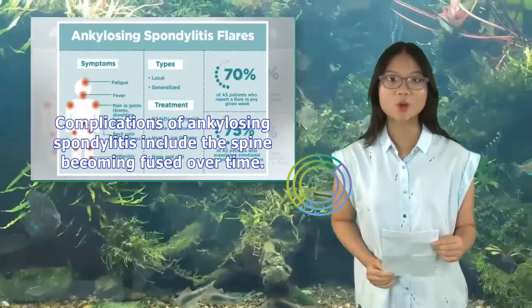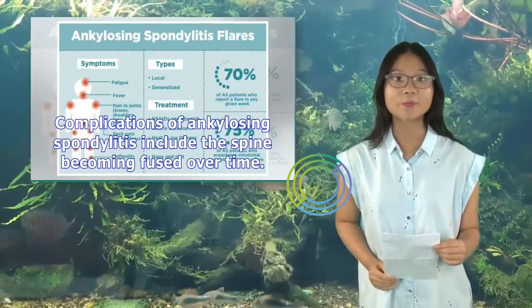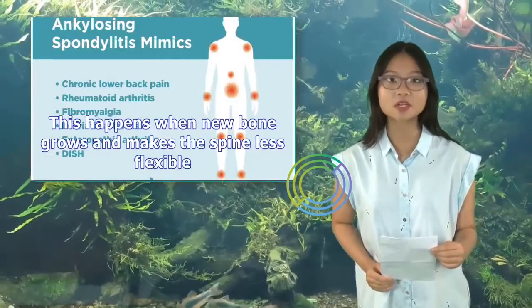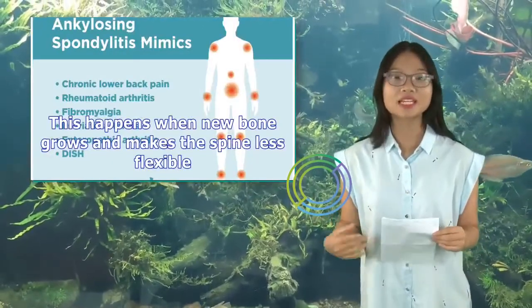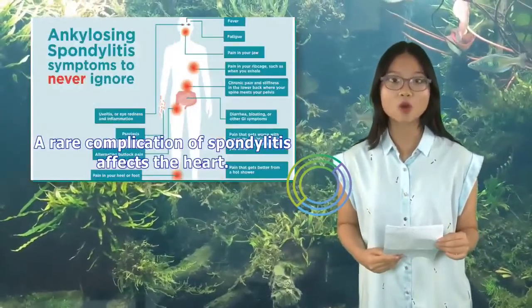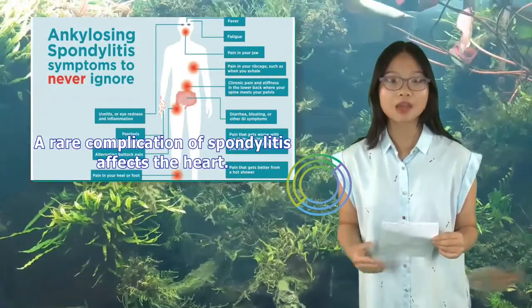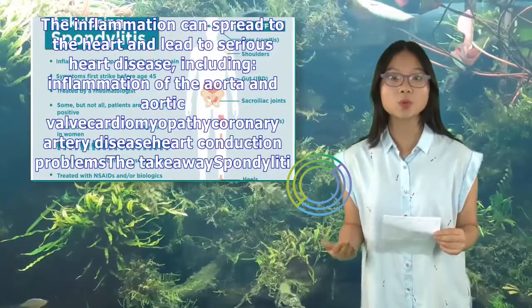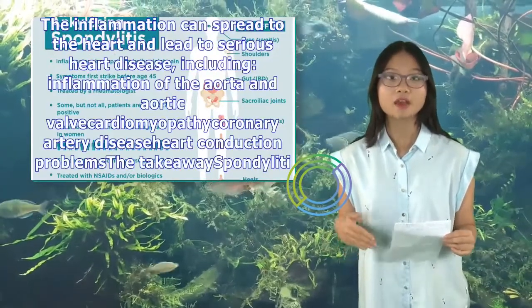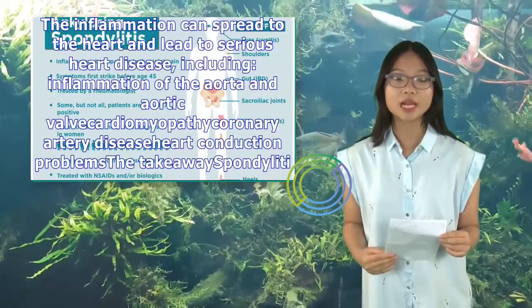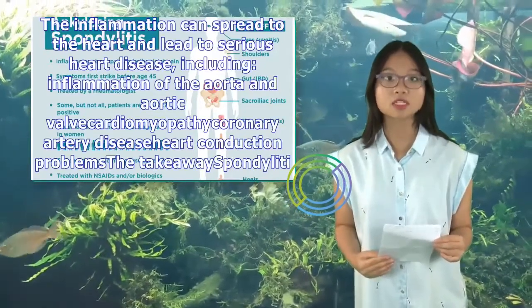Complications of ankylosing spondylitis include the spine becoming fused over time. This happens when new bone grows and makes the spine less flexible. A rare complication of spondylitis affects the heart. The inflammation can spread to the heart and lead to serious heart disease, including inflammation of the aorta and aortic valve, cardiomyopathy, coronary artery disease, and heart conduction problems.